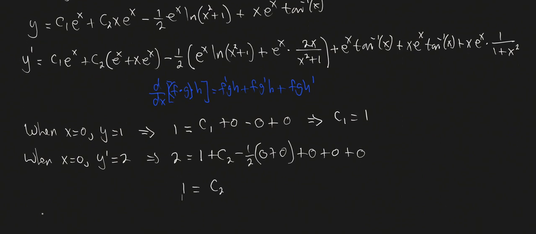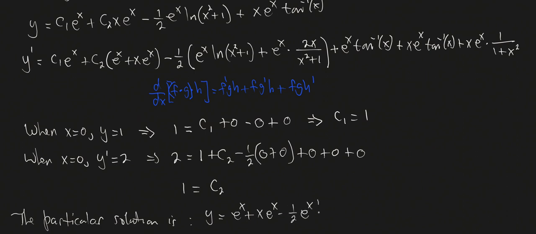So therefore, the particular solution, right? So the particular solution is y equals e to the x plus x e to the x minus 1/2 e to the x natural log of x squared plus 1 plus x e to the x times the arctangent of x.